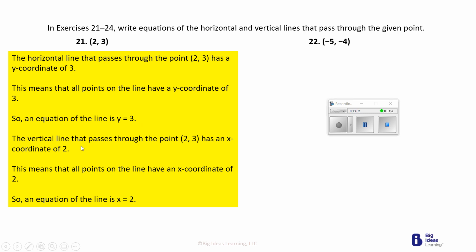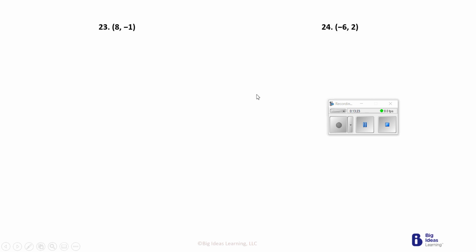Now the vertical line that passes through, because remember they're saying write an equation of the horizontal and vertical lines that pass through these. So the vertical line that passes through 2 and 3 has an x-intercept of 2. So that means all points on the line have an x-coordinate of 2. So an equation of the line would be x equals 2. You can do the same thing for number 22 here.